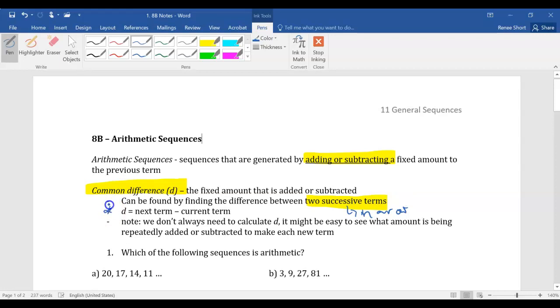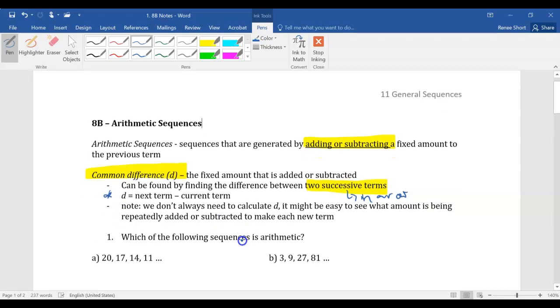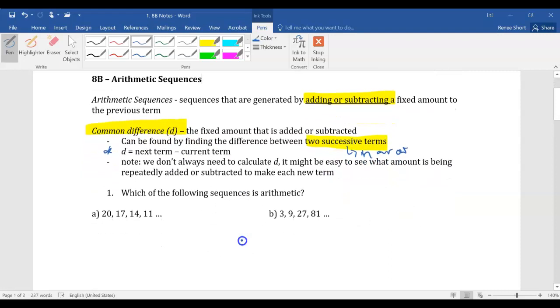Now, just a little note, we don't always need to calculate d and solve that little equation. It might be really easy for us to see what amount is being repeatedly added or subtracted to make each new term. So the first question I have here is, which of the following sequences is arithmetic? Now, remember, arithmetic means the same amount being added or subtracted. So we just need to have a look and see what the pattern is.